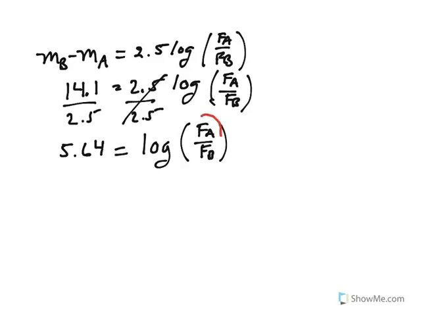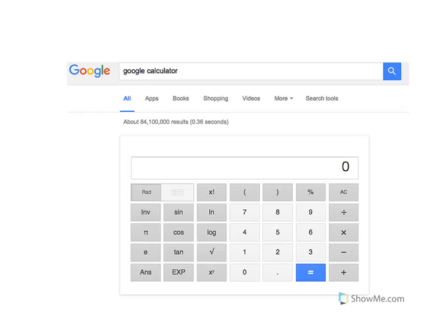Now we want to solve for the flux ratio, not the log of the flux ratio. So how are we going to solve for this? There are two ways we can solve. Let's look at one of them. Now you need a calculator. I'm going to use the Google calculator. Now to solve for the flux of A divided by the flux of B, and you've given 5.64 is equal to the log of flux of A over flux of B, enter into your Google calculator.